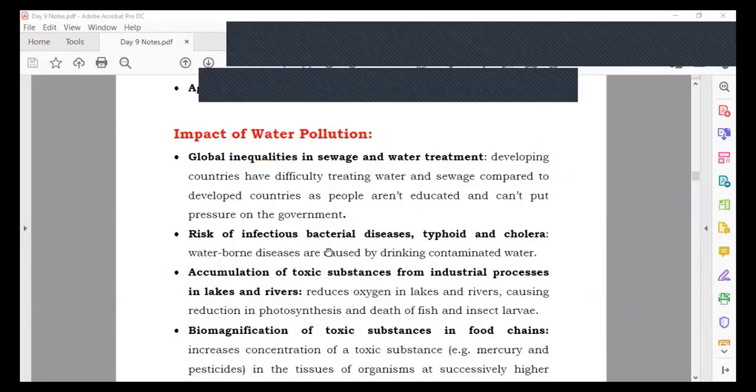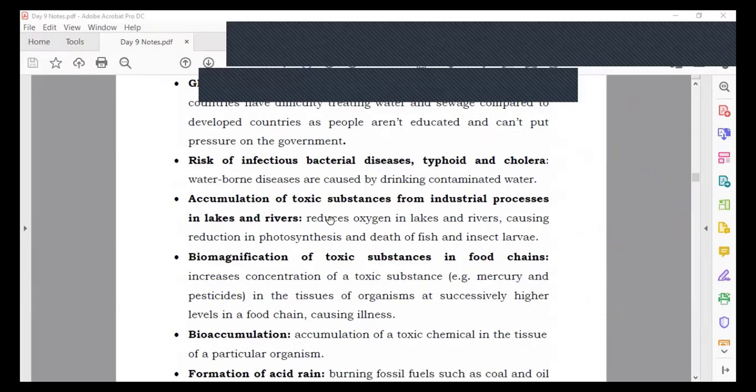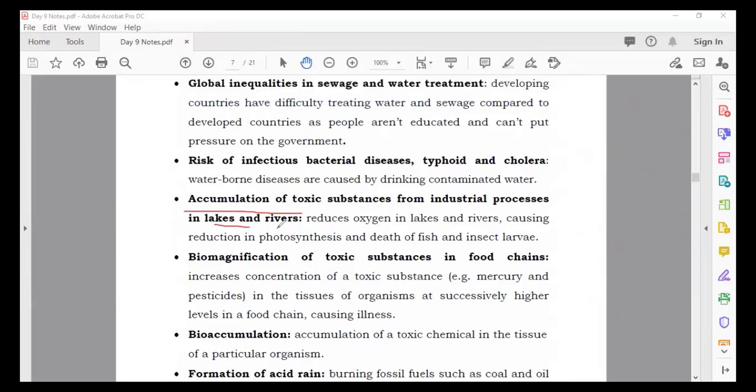After that, the risk of infection, bacterial diseases, typhoid, cholera, we just discussed it now. Accumulation of toxic substances from industrial processes, yes, in lakes and rivers. If the waste continues, it will go to the rivers and lakes, and you will find less oxygen in the lakes and rivers, which can reduce photosynthesis, and the fish and other organisms can die. This is another one.